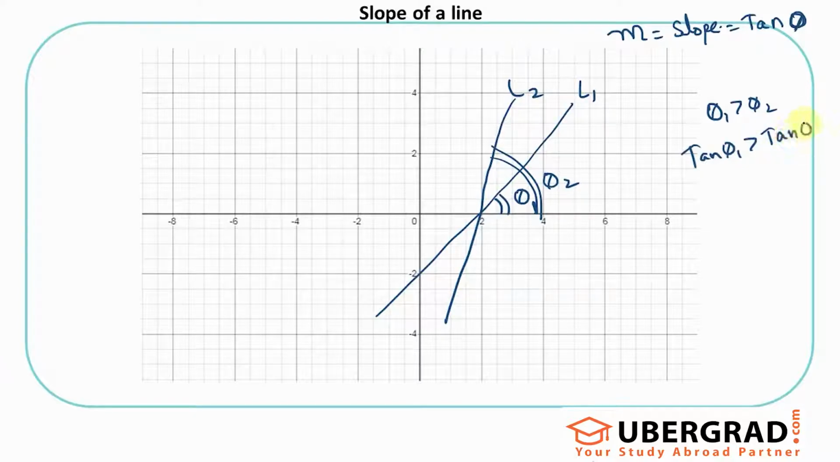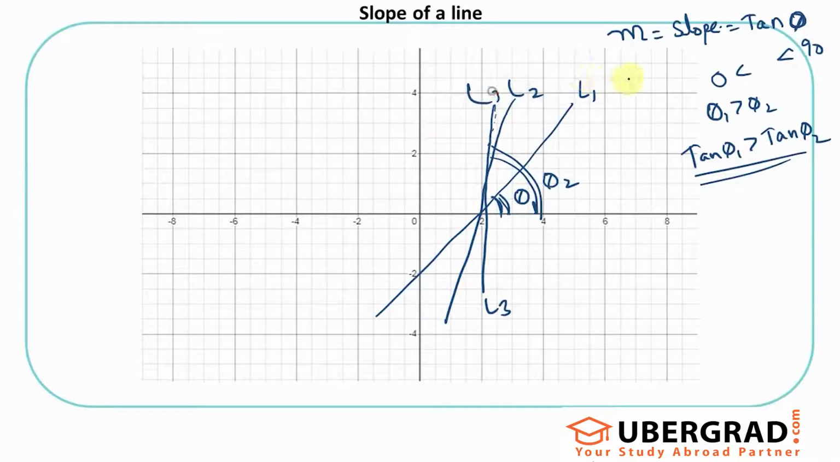I am saying this because I know theta 1 and theta 2 are between 0 and 90, both less than 90 and greater than 0. That's when this is true, not always. Tan 135 is a negative value, so don't take it as universal. But as the line keeps getting steeper, say this is another line L3, it will make an even greater angle and the slope will also be greater. So the slopes of the lines are increasing. That's a very fundamental thing you need to understand.